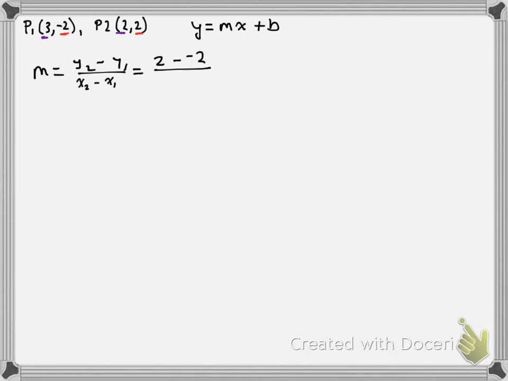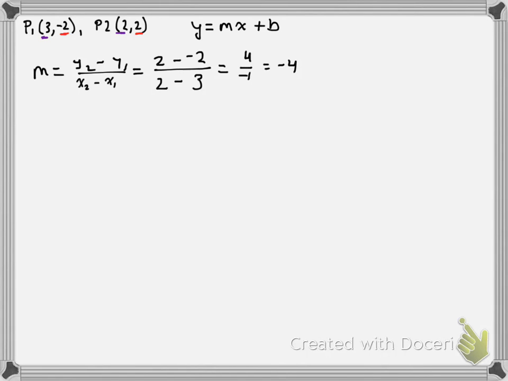Now, because I went in that order with my y's, I need to go in the same order with my x's. So for the x's, I'm going to do 2 minus 3. So again, I did my y2 minus my y1 and my x2 minus my x1, finding the slope. And I've got a slope of 4 over -1, which is -4.